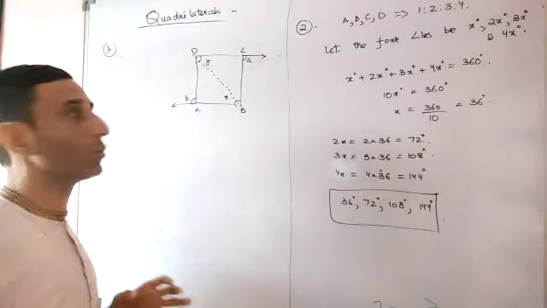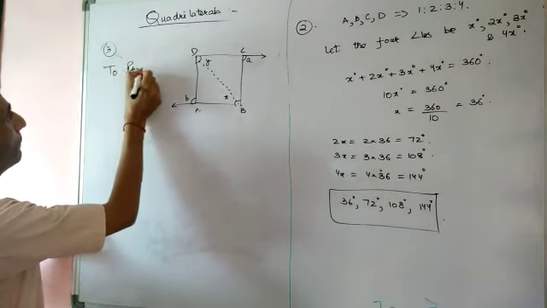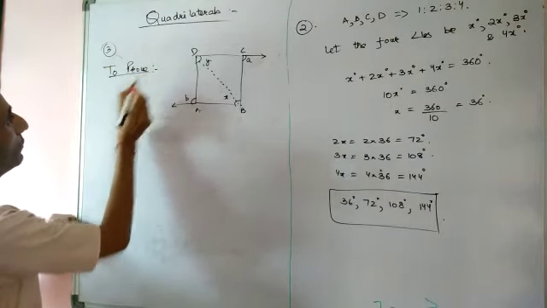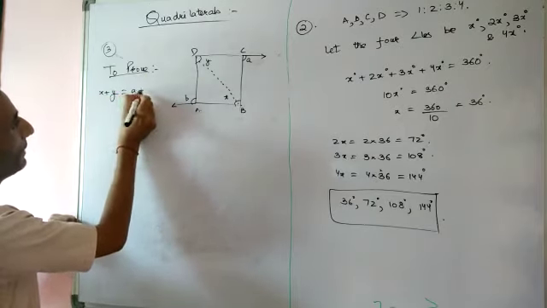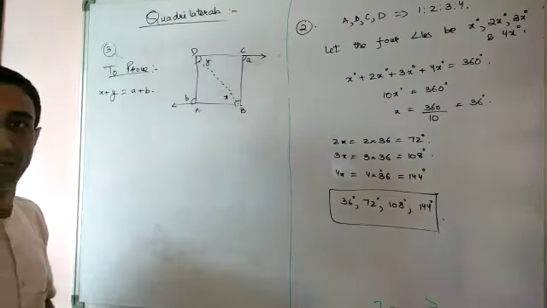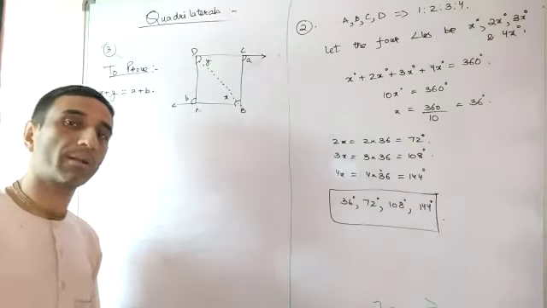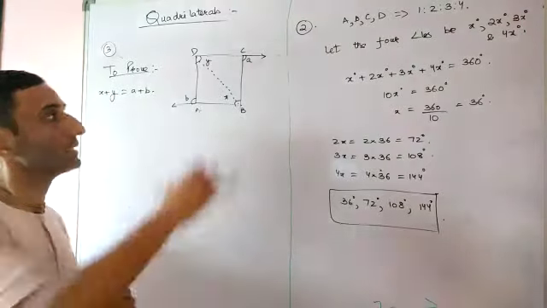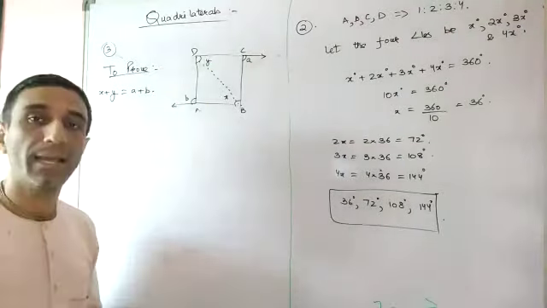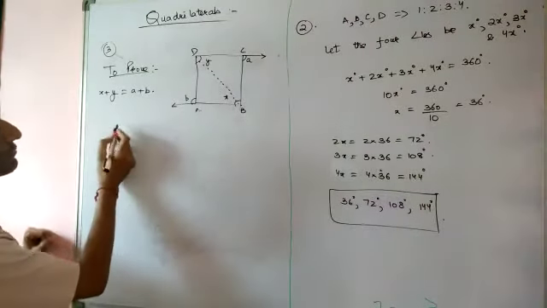So we are to prove X plus Y is equal to A plus B. We are supposed to prove that the sum of these internal angles of the quadrilateral, X plus Y, is equal to the sum of these external angles, that is A and B. Now let's start the solution.